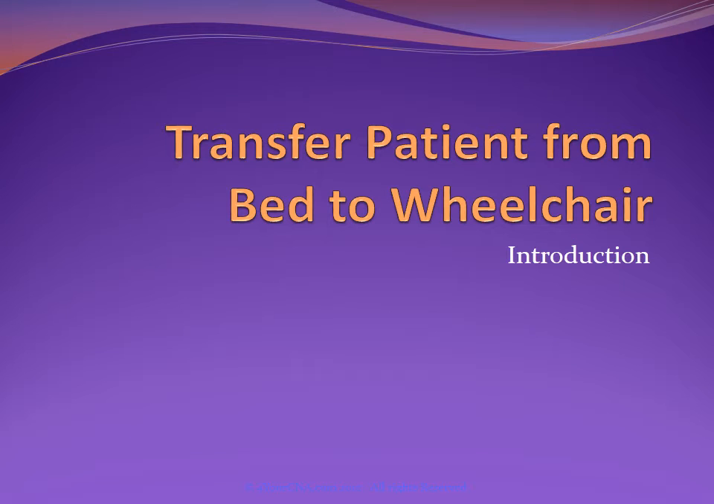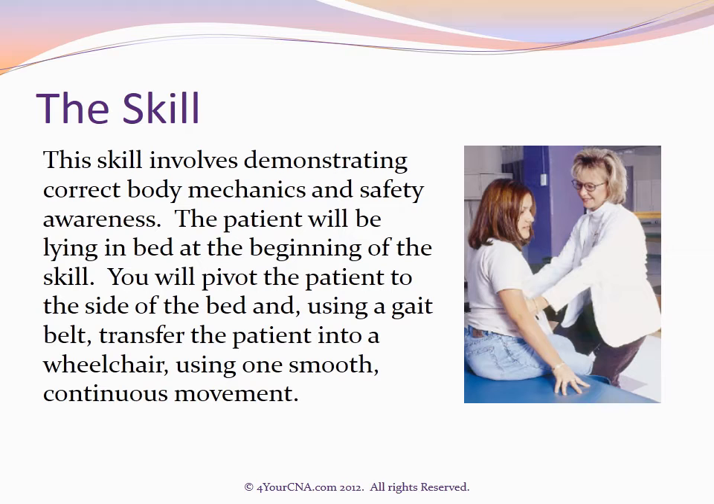Transfer patient from bed to wheelchair. Introduction. This skill involves demonstrating correct body mechanics and safety awareness. The patient will be lying in bed at the beginning of the skill. You will pivot the patient to the side of the bed and, using a gait belt, transfer the patient into a wheelchair using one smooth, continuous movement.